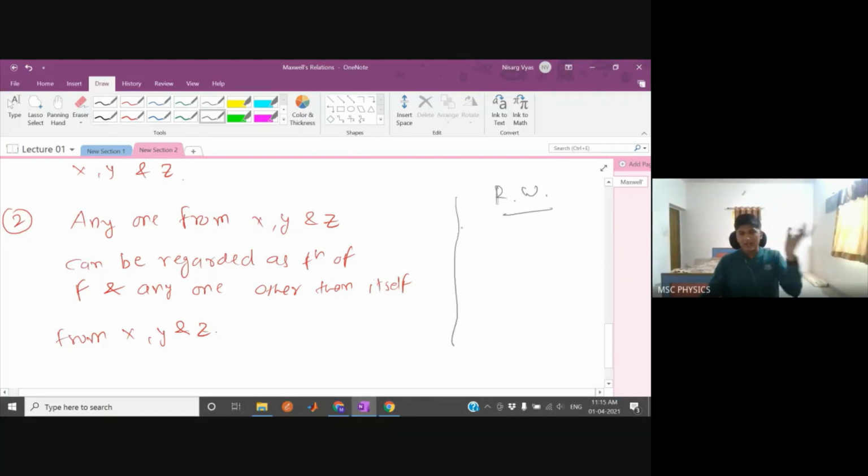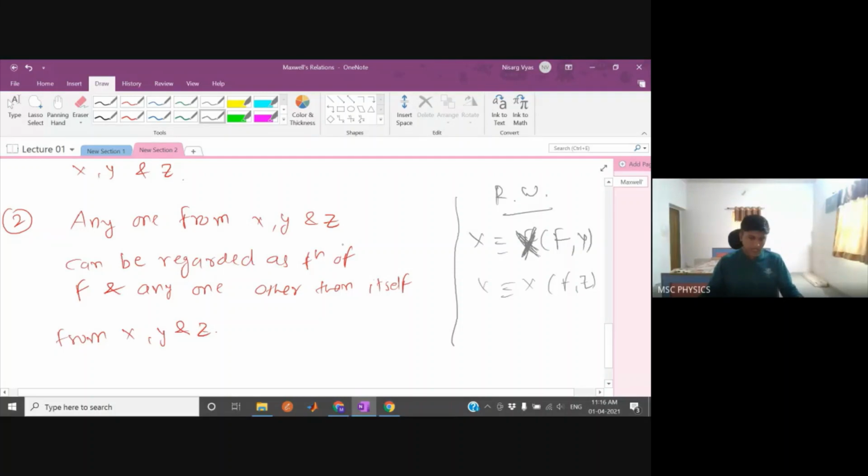तो अगर f जो है वो तीन वेरिएबल का फंक्शन है, वो तीन वेरिएबल में अंदर अंदर रिलेशन है, you can write x as a function of f and any one of the other two, मतलब y या z में से कोई भी एक, तो f और y का भी फंक्शन हो सकता है x, you can regard it as a function of f and z, you can regard x as a function of any one of the other two.